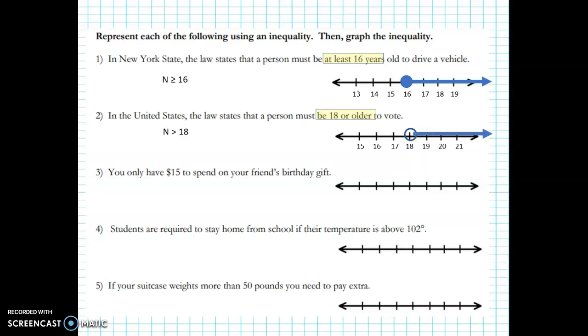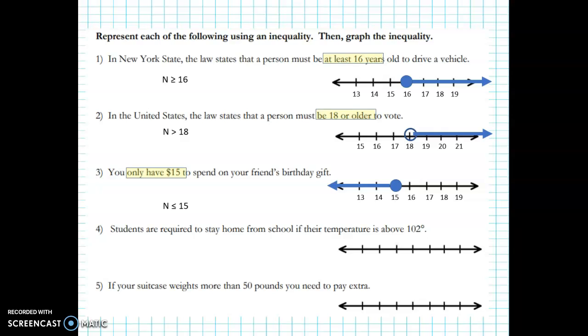You only have $15 to spend on your friend's birthday gift. So you can spend 15, but you can't spend more than 15. So in this case, we are doing a less than or equal to. Put your numbers in, use your closed circle, and this time we are drawing our arrow to the left because we need numbers smaller than 15.